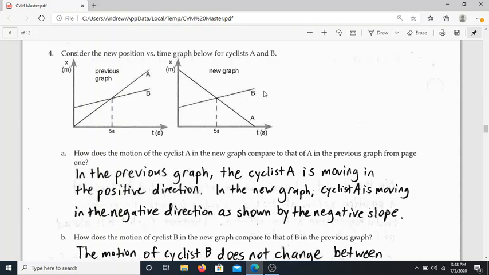All right? And once again, I want to make it clear, in physics, positive and negative do not mean bigger or smaller. They mean you're either going in the positive direction or the negative direction. So because of that, even though A is going in the negative direction, its slope is steeper, so cyclist A is going to have a higher speed than cyclist B.